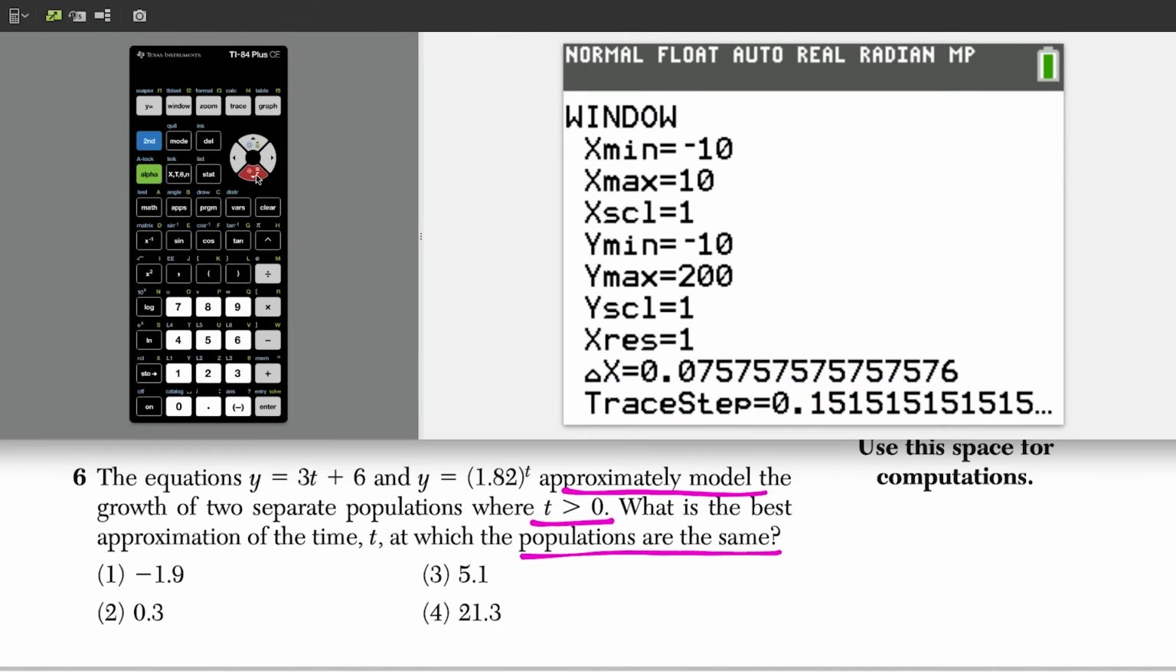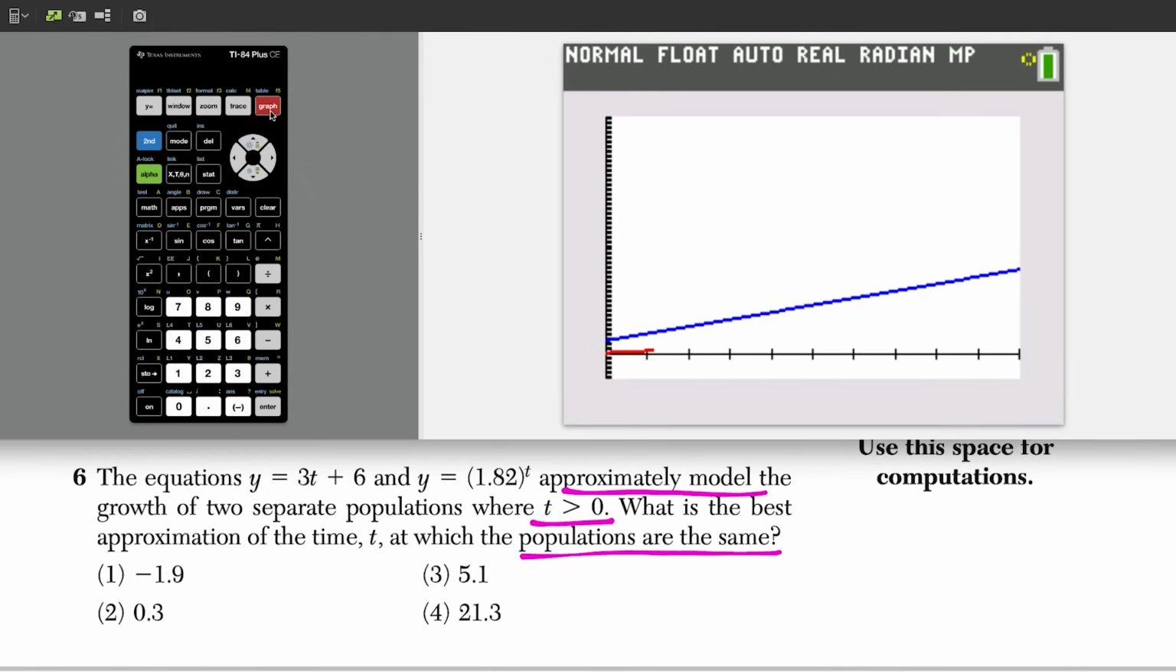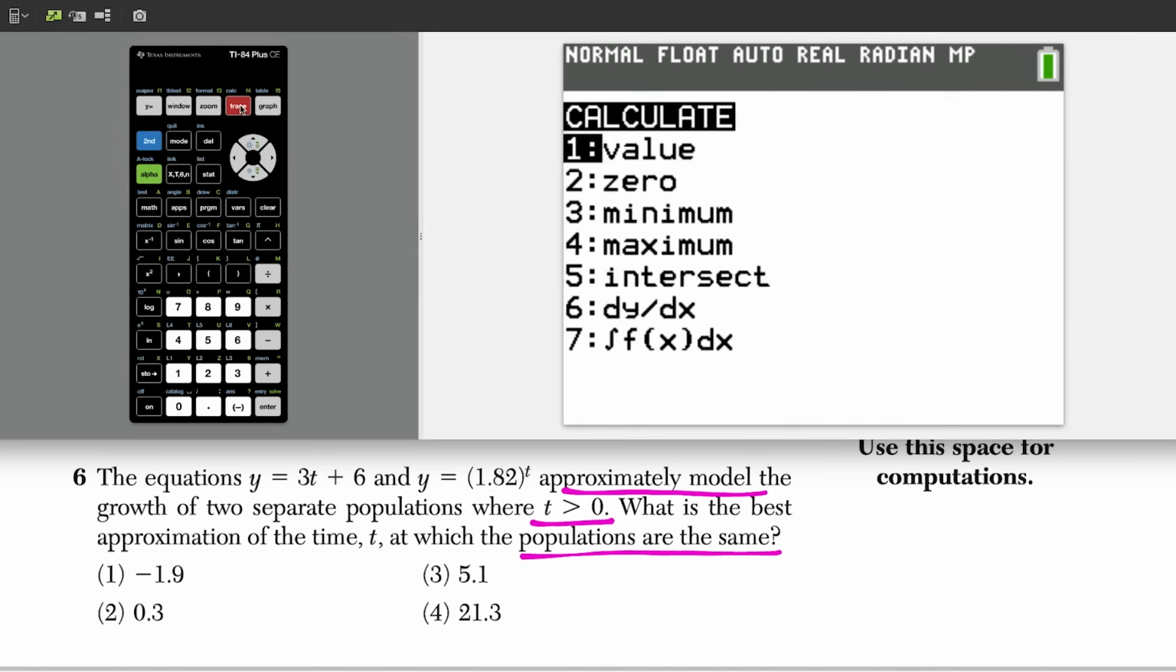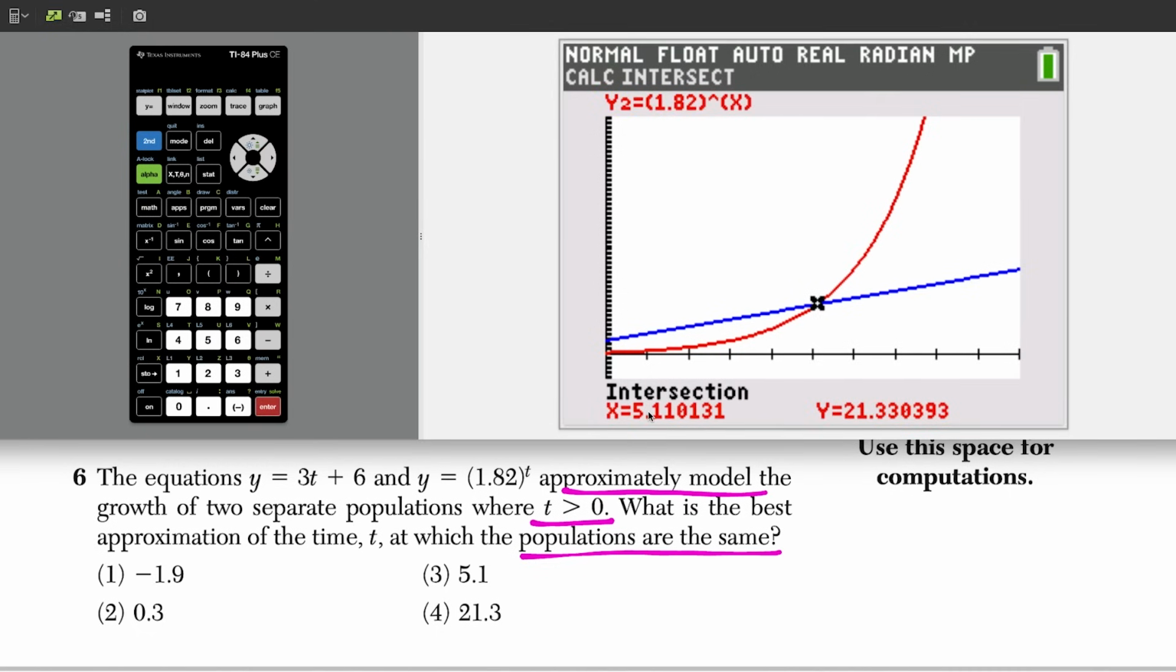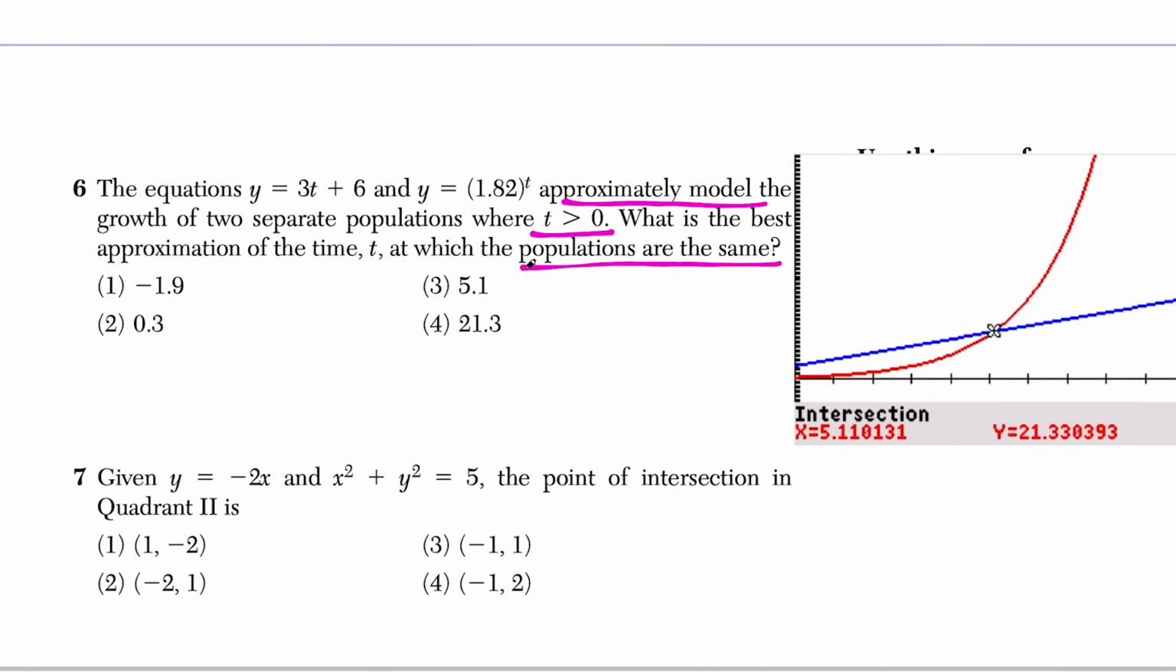I could just drop this down to something like 100. And since t has to be greater than 0, I could switch my x minimum to 0 so that I don't look at any negative x values. And you could see there's our true point of intersection that we want. So we do second trace 5, and we go right up to the point here. We scroll, we press enter 3 times, and our true point of intersection is going to be at 5.1. So our solution to question 6 is going to be choice 3.